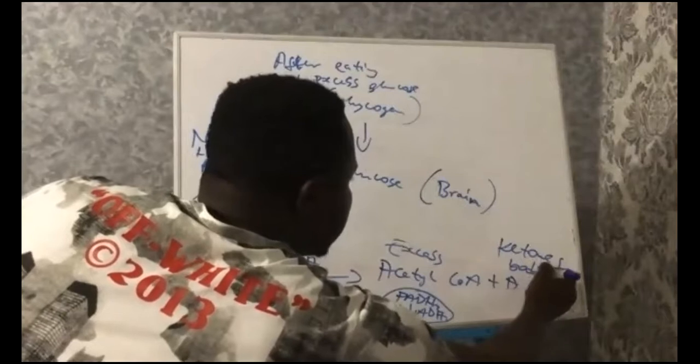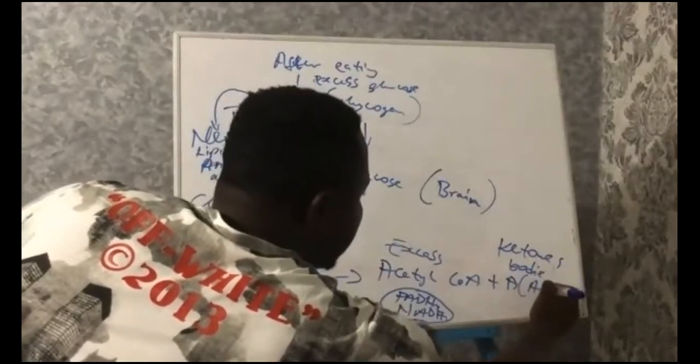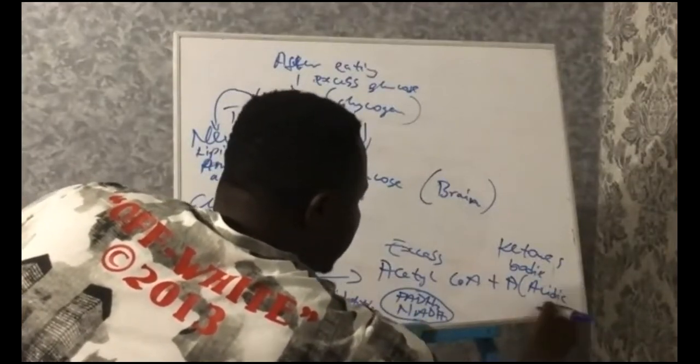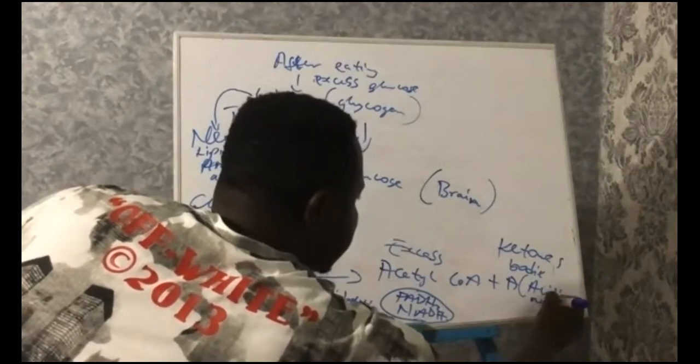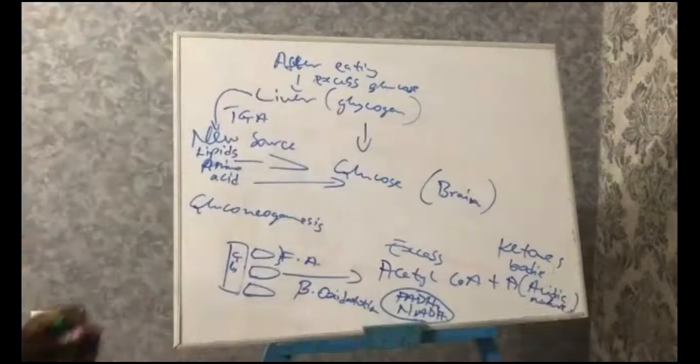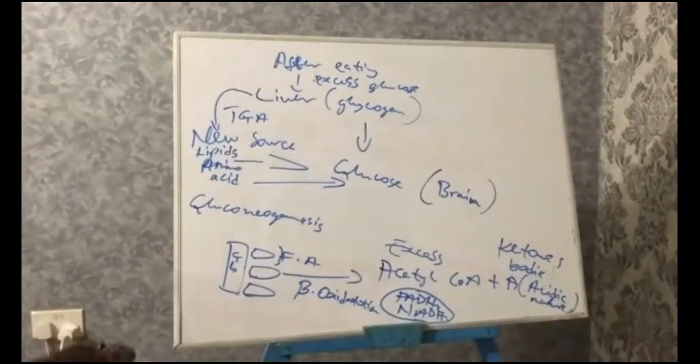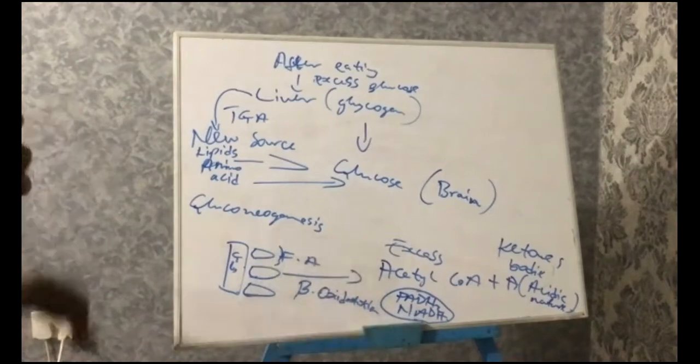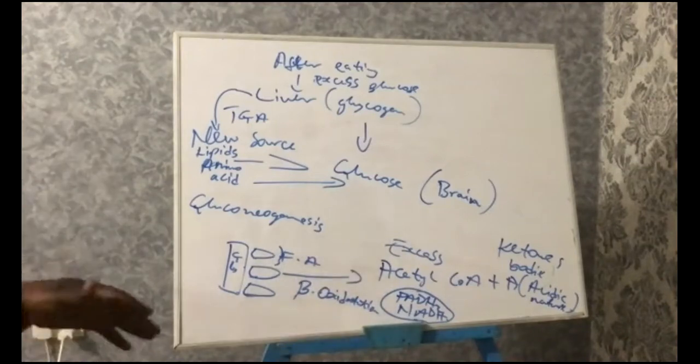Now, these ketone bodies are acidic in nature. So even though the ketone bodies are going to serve as a source of energy, because they are acidic in nature, they will push the blood pH low, and the body will move into a state of what? Acidosis. Okay? Acidosis.